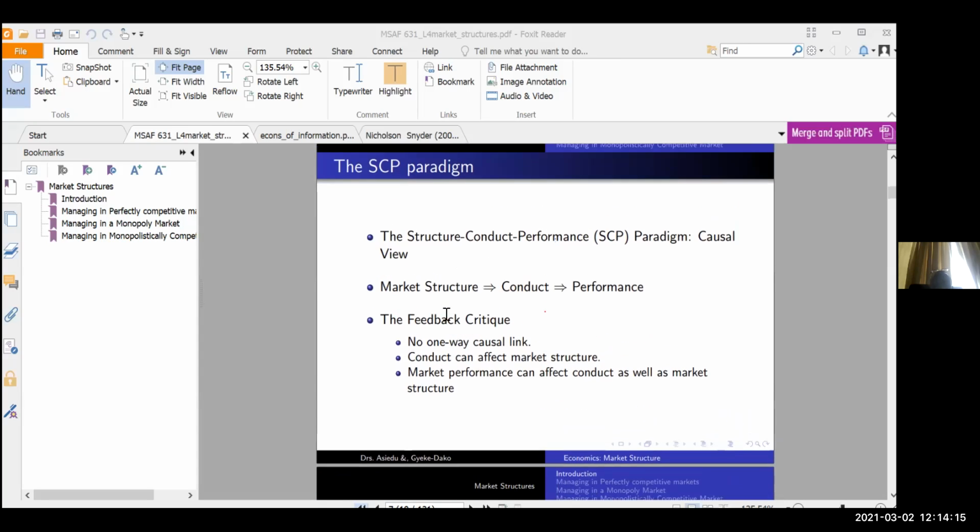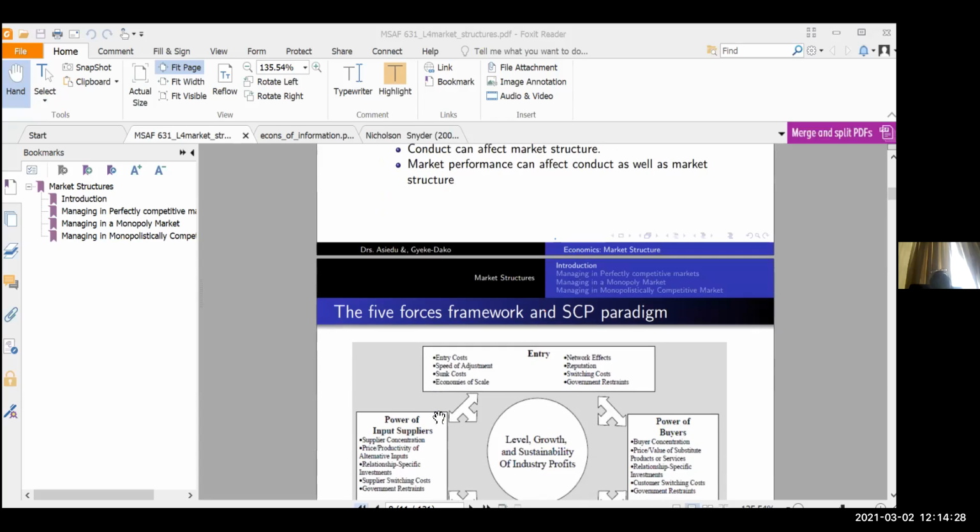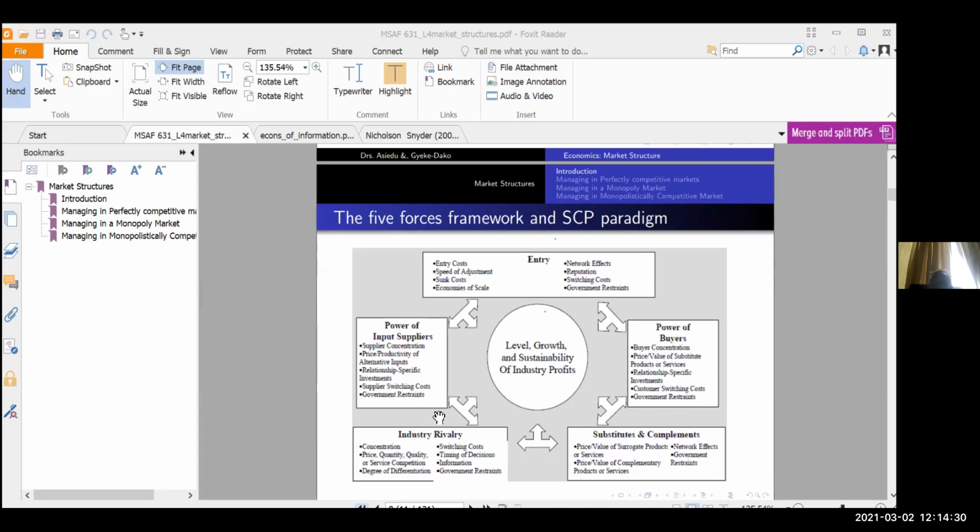All right, so we are saying that the structure of the market impacts conduct and performance, and then the reverse is also very true. Okay, let me see the comments. If you have any comments or additional stuff, you can always write in the chat box.